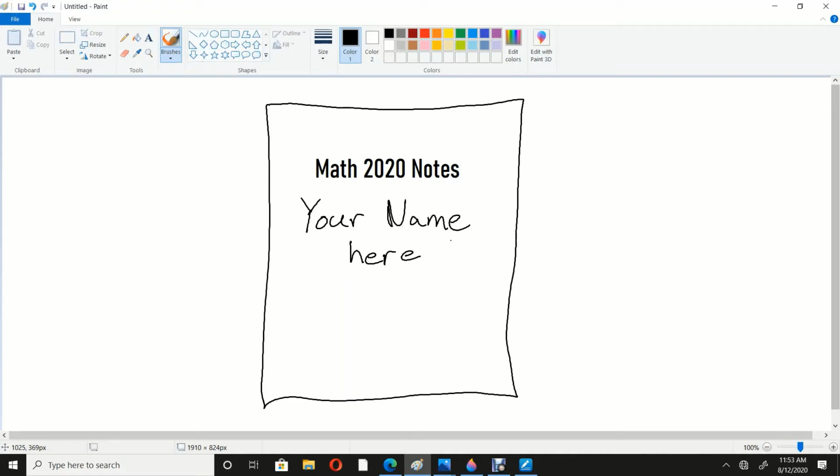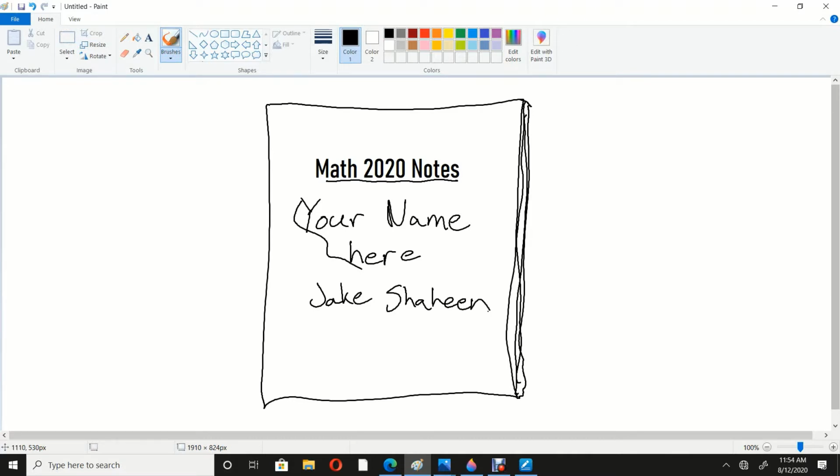So in this video, I'm going to introduce how I expect your composition notes to be done. Here you can see I have an illustration. This is supposed to be an illustration of your composition notebook that I got right here. On the front you're going to have Math 2020 notes, and you're going to write your name here. For example, my name is Jake Shaheen, so I'll put Jake Shaheen.